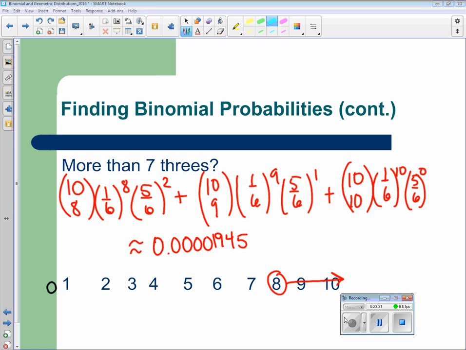E, when that calculator gives you that E to the negative, that means you're moving the decimal place to the left that many times. So it's just the calculator's way of doing scientific notation.